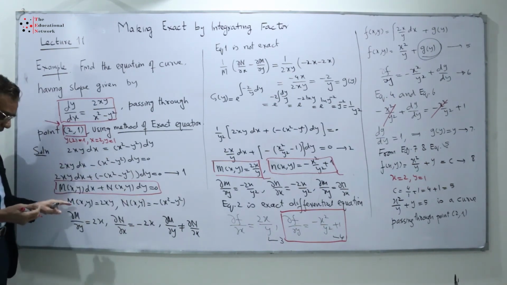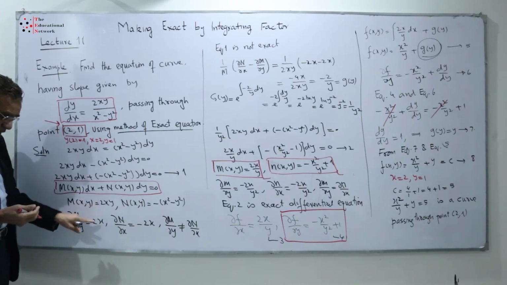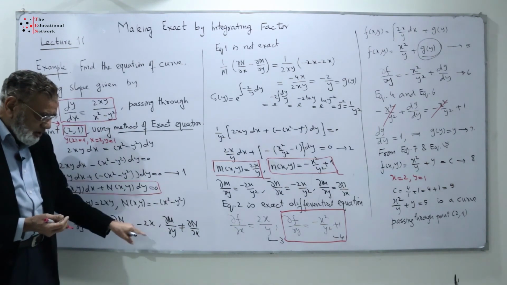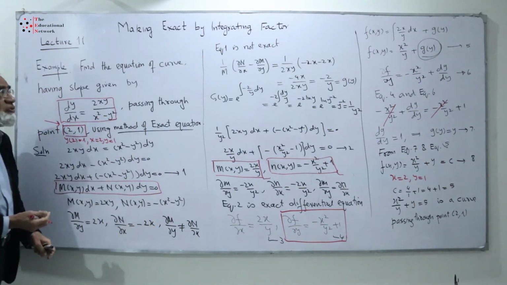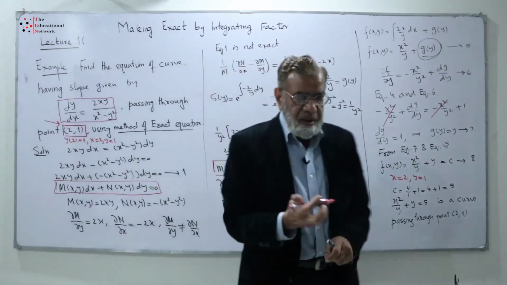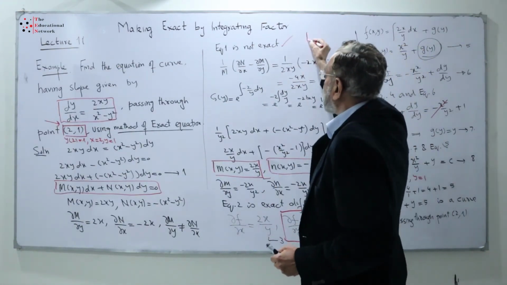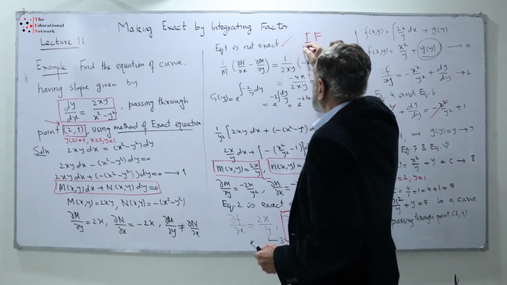We take our test: differentiating this with respect to y, partially we get 2y. With respect to x, we have minus 2x, and the y is constant, so 0. But they are not equal. This means this differential equation is not exact. But we are asked to solve it by the exact differential equation method. So I go to find the integrating factor.